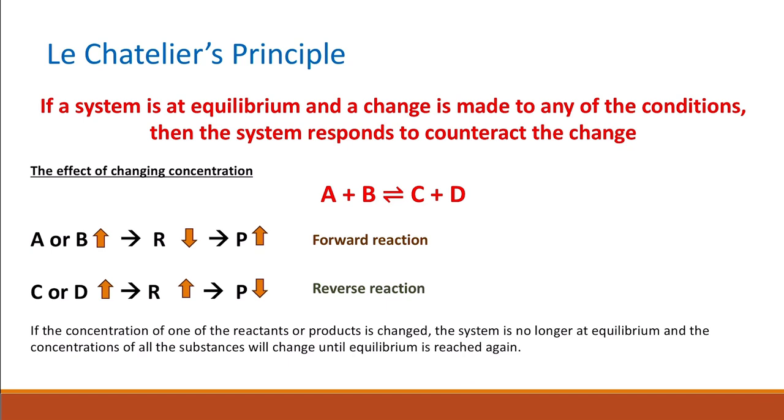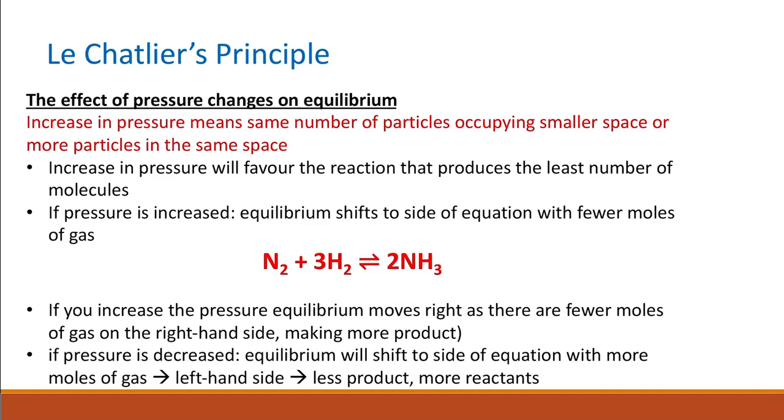So if we increase the concentration of the reactant, for example, the system is no longer at equilibrium because the concentrations of reactants and products are not constant, they have changed. So to counteract that effect, the position of the equilibrium will be pushed toward the forward reaction, so more product will be produced in this case, and vice versa. So if we add more of the product, then the position of the equilibrium will be toward the reverse reaction or towards forming more of the reactants.